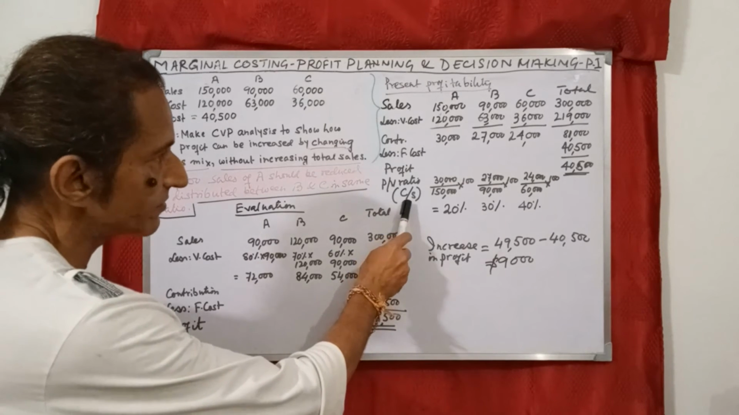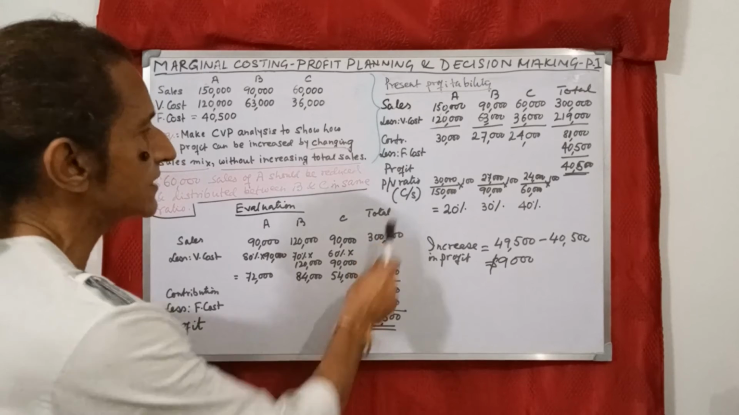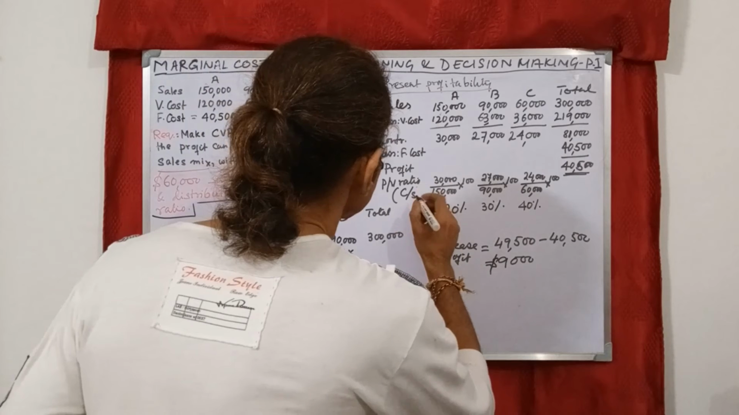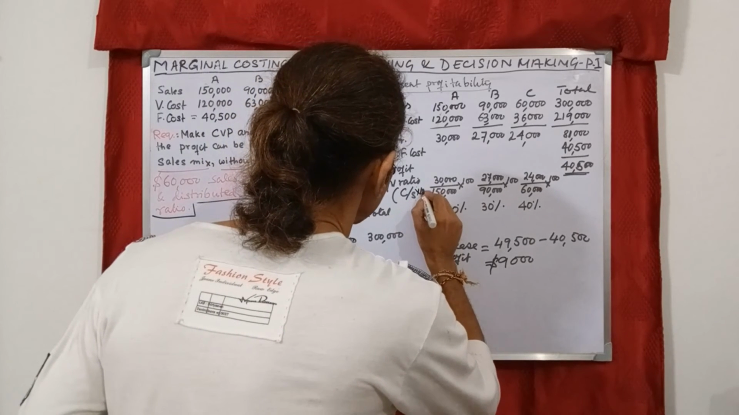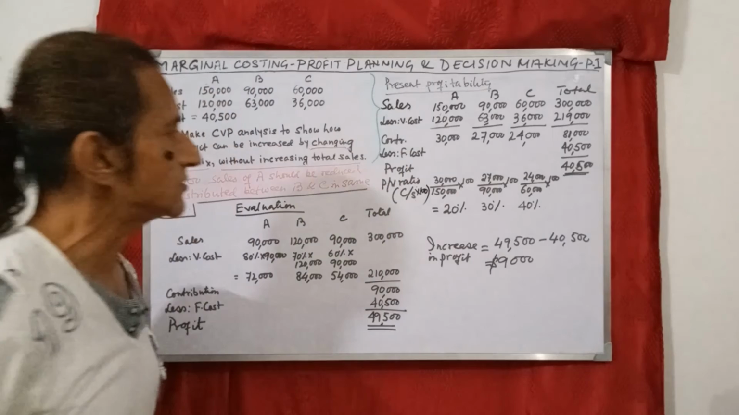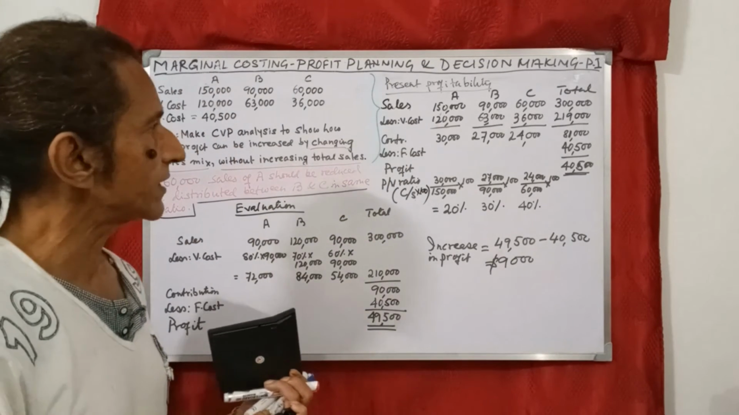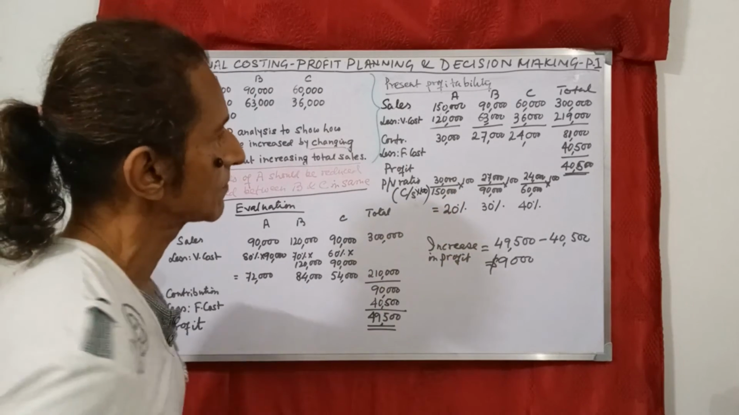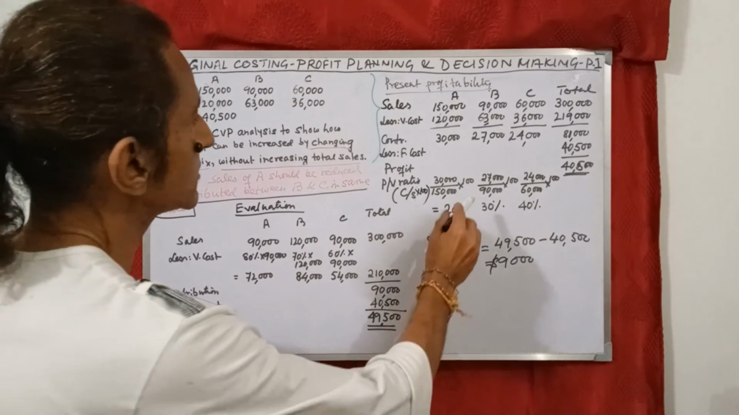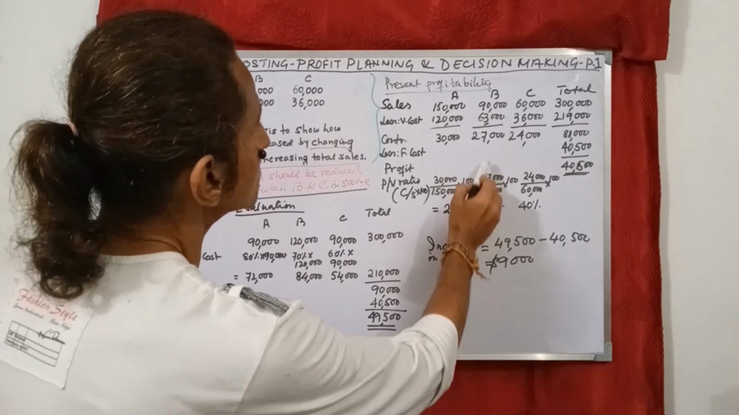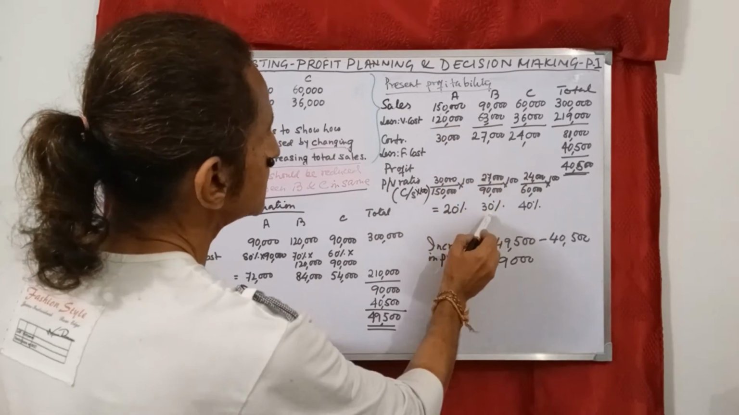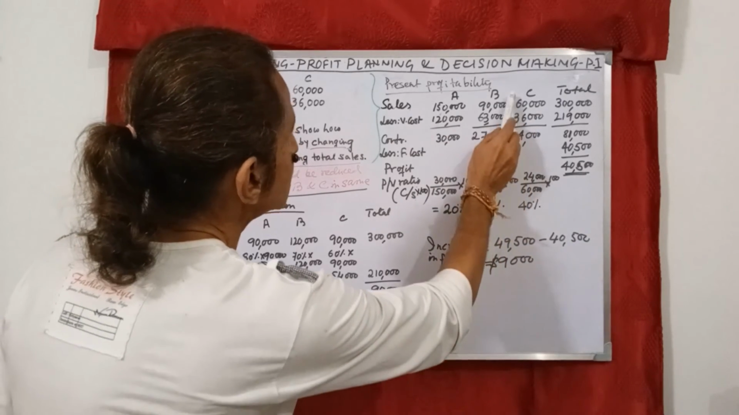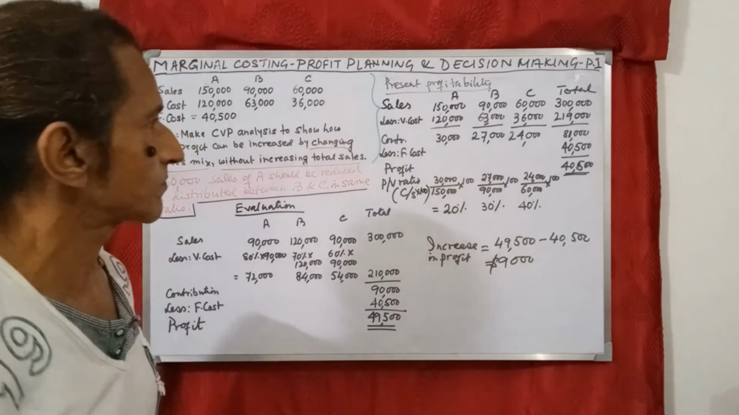So we have found out the PV ratio, which is contribution by sales, and we multiply that by 100 because it is expressed as percentage of sales. So C by S into 100. So PV ratio of product A is 30,000 by 150,000 into 100, that is 20%. PV ratio of product B is 27,000 by 90,000, that is 30%. And PV ratio of product C is 24,000 by 60,000, that is 40%.